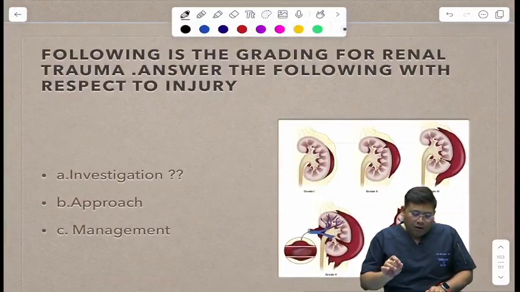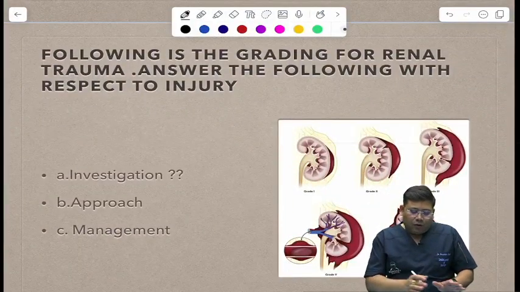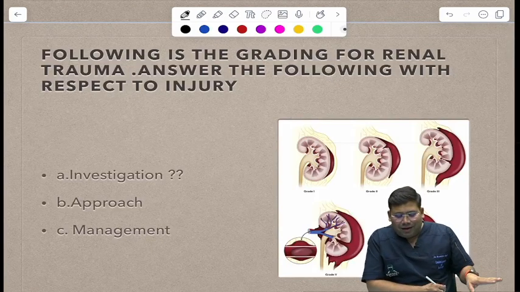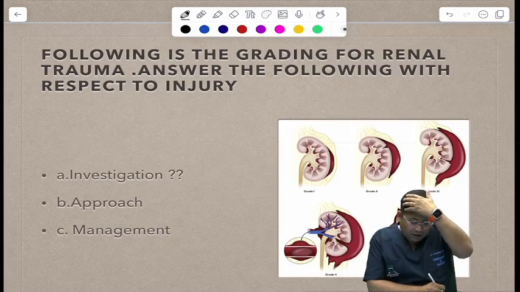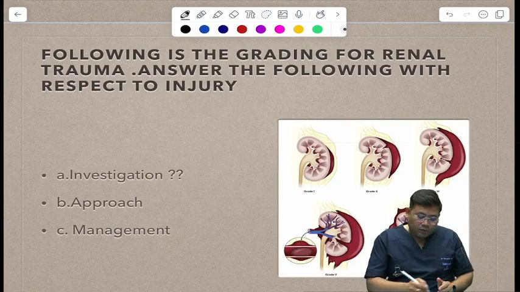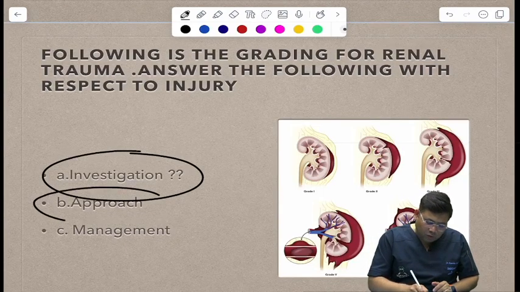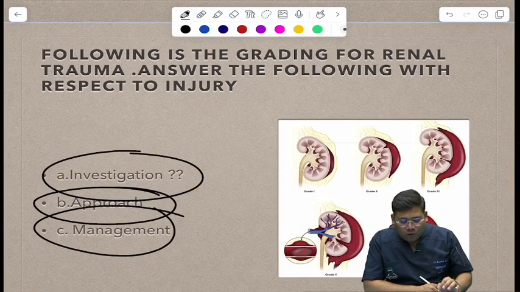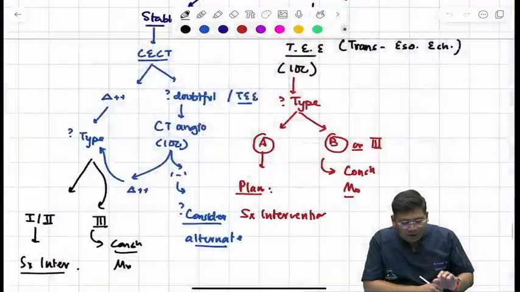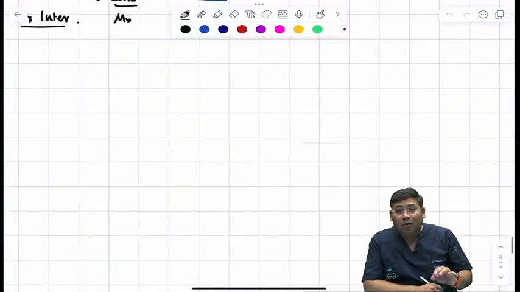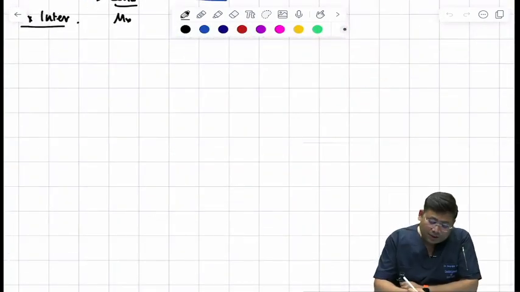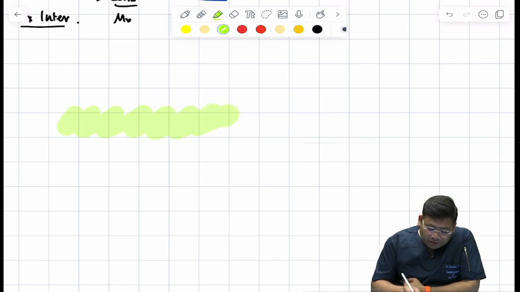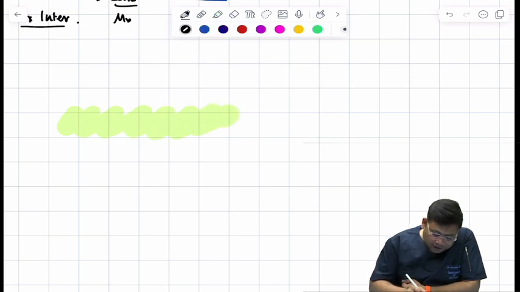So the following is the grading for renal trauma. I have given you the grading in the image. Answer the following with respect to it. What is the investigation that we do, how we approach, and what is the management? Again, students, no exam is complete without renal trauma being asked in your exams. So bachche, renal trauma is very, very important. Let us try to understand the concept of renal trauma.